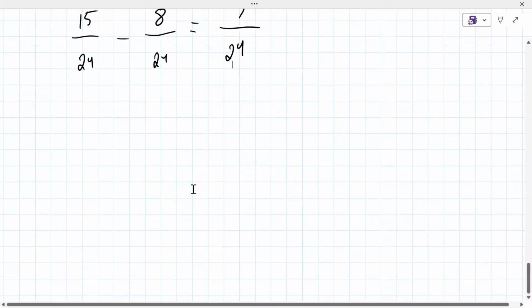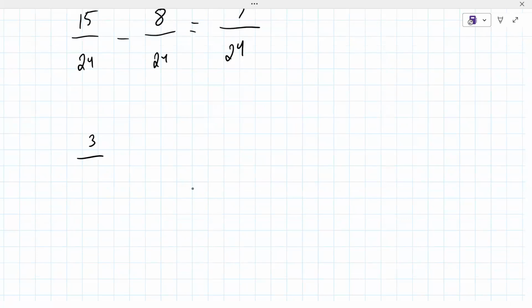Let's try another one here. 3/4 plus 2/3 minus 1/2. Okay. I haven't done one like these in a while, but again, you're going to make a common denominator. Okay. 12. 9.